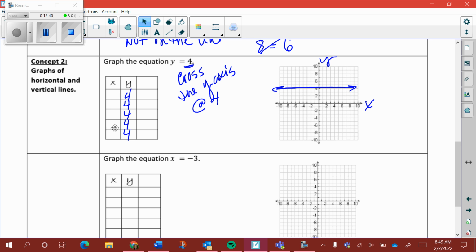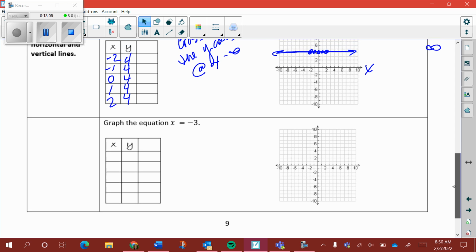So you can pick anything you want to put in here because it's going to go forever. It's going to go to infinity over here and to negative infinity back here. So any number you want to put in. I have my 0, -1, -2, 1, and 2. And that would be -2, 4, -1, 4, 0, 4, 1, 4, 2, 4. But you should have this similar to what's in our notes from day 1.